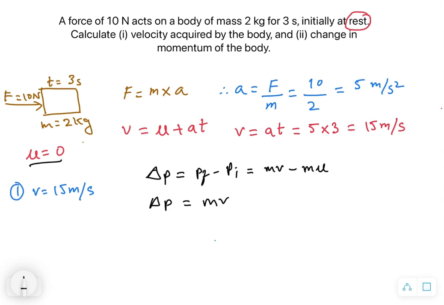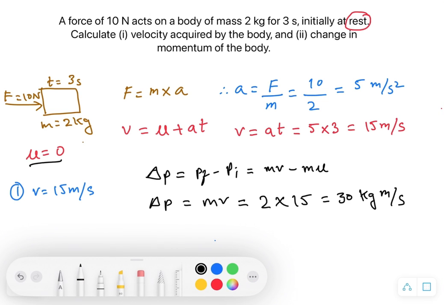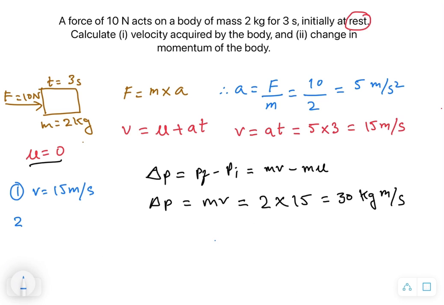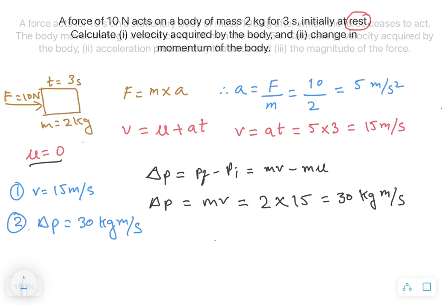Now let us substitute the values. Mass is 2 kilograms and velocity is 15 meters per second. Therefore, change in momentum will be 30 kg meters per second. So this is the change in momentum. Delta P is equal to 30 kg meters per second.